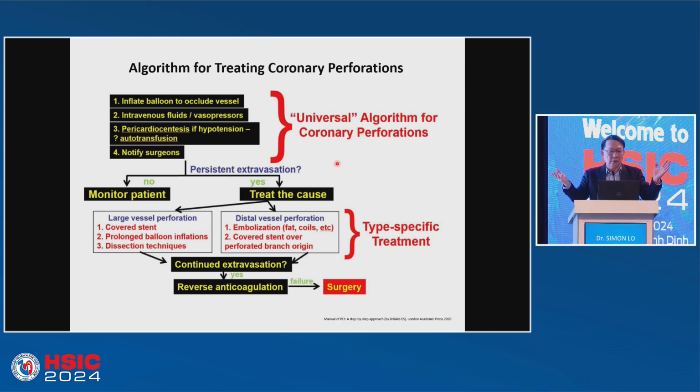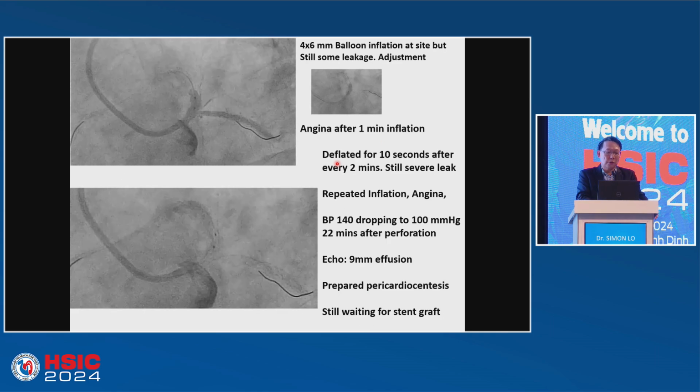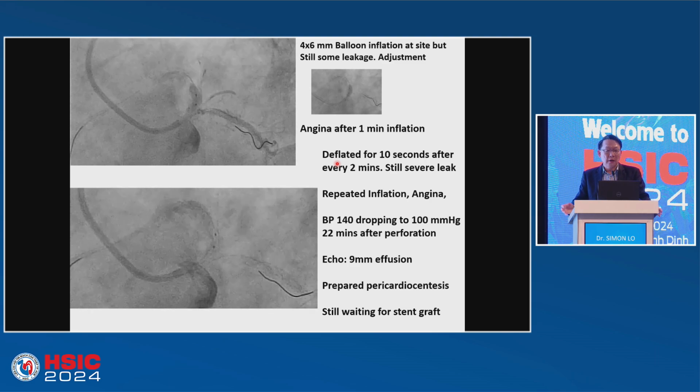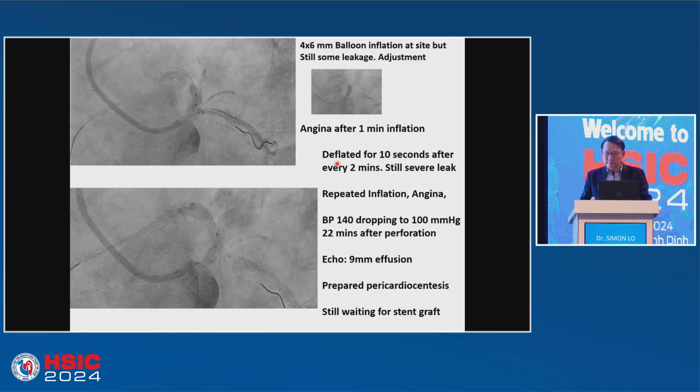And it's universal that we have to inflate the balloon to occlude the artery, and then we may have to give some IV infusion of fluid to help push up the blood pressure and carry out pericardiocentesis if necessary. I've already informed the surgeon and am looking for a cover stent. So this was what I was supposed to do to follow the algorithm: a 4.6 millimeter balloon inflated, not at high pressure, low pressure, 7, 8 atmosphere, trying to block this perforation.